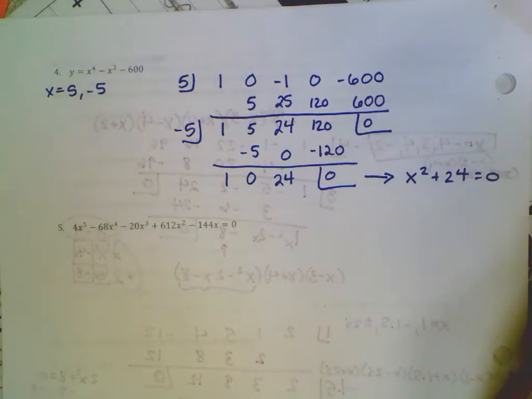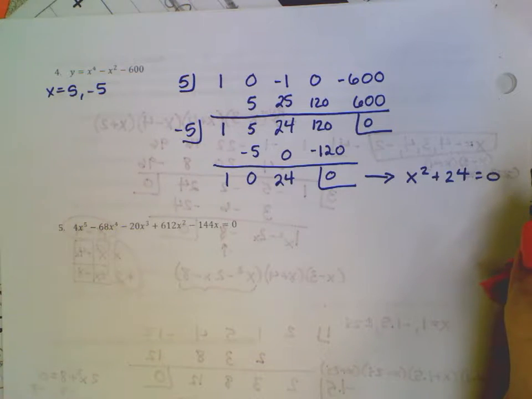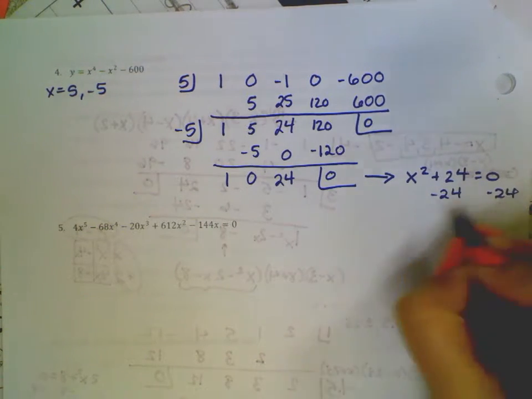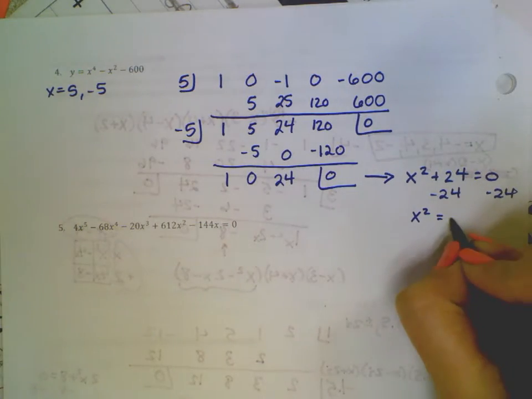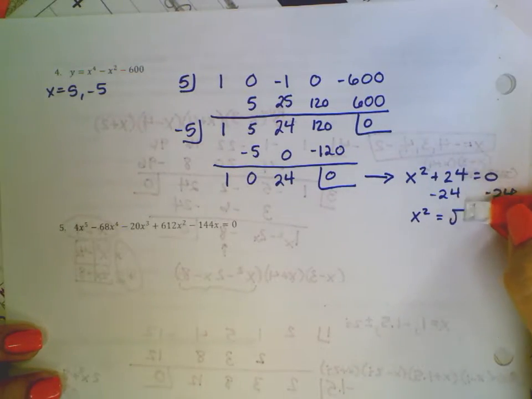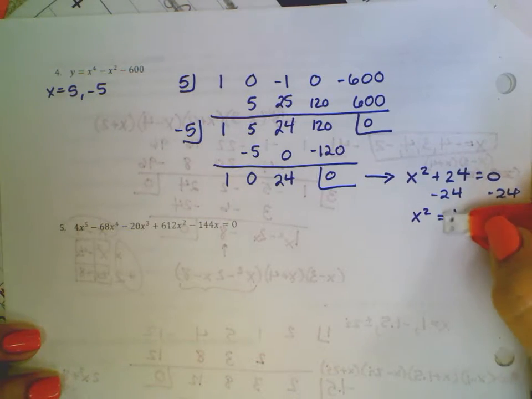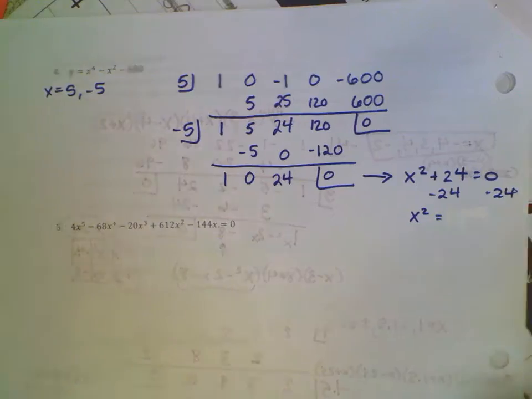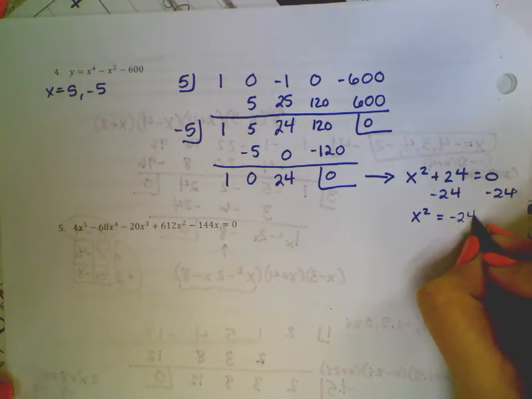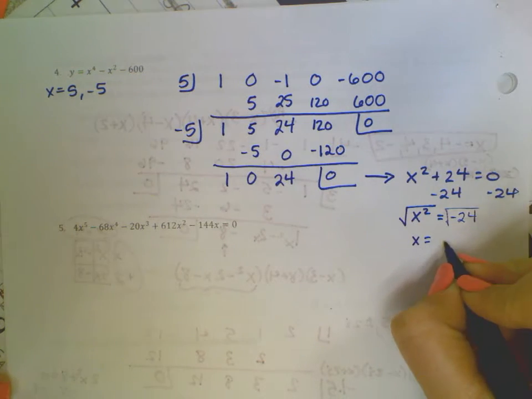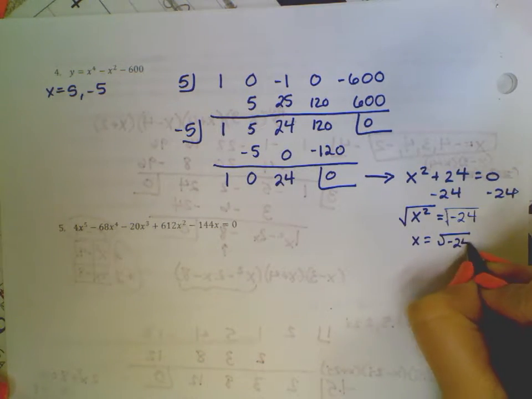And I'll set that equal to 0 in order to find my solutions. So I need to subtract 24 from both sides, and x squared equals -24. And we will end up taking the square root of both sides, but not right this moment. So this is -24. I'll take the square root of both sides, and x equals the square root of -24.